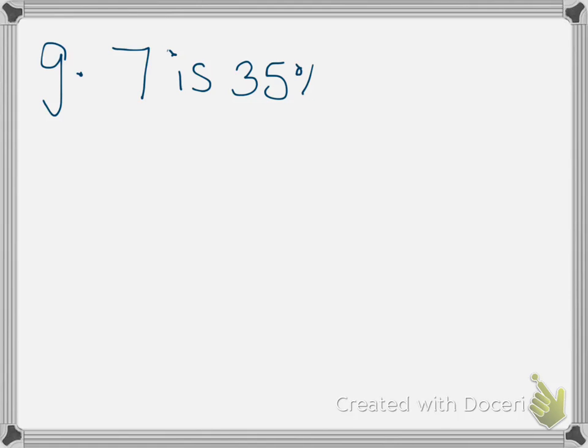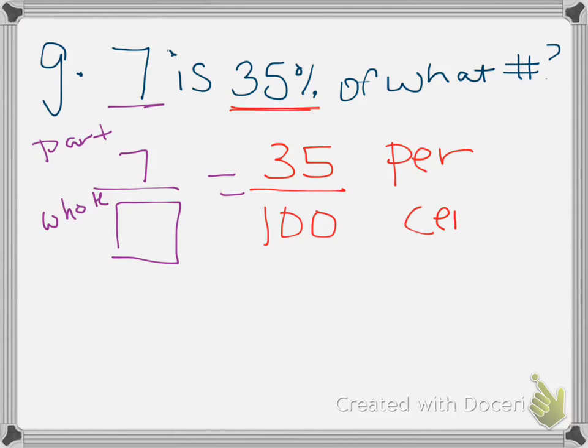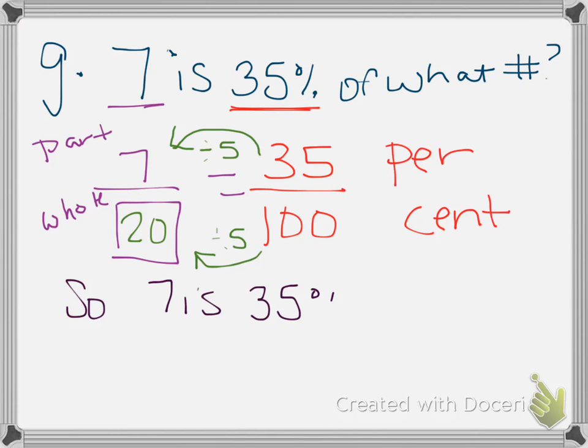For G, it says 7 is 35% of what number? So again, you are going to identify the part, set it up over the unknown whole, set it equal to 35 per 100, and then establish that relationship between 7 and 35. So to get from 35 to 7, you're going to divide by 5, so then you follow suit on the bottom, and you get an answer of 20. So the answer should read, 7 is 35% of 20.